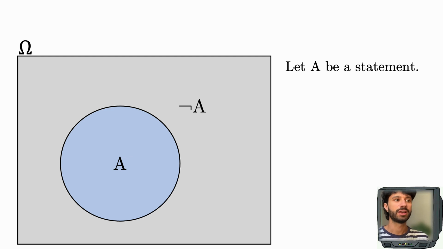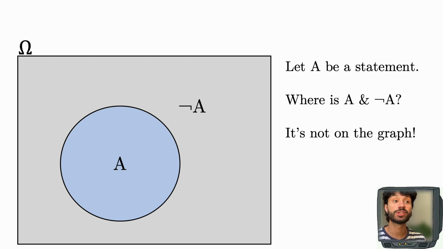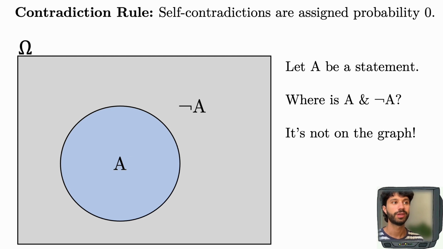So again, we have A and not A, and A or not A is a tautology, it's the whole space. But where is A and not A? Can you point it out to me? Well, probably you can't because it's not actually on the graph, right? There's nowhere in omega that you can point to and say, that's where A and not A is. A and not A just isn't on this diagram. And so this is a contradiction rule. Self-contradictions are assigned probability 0.